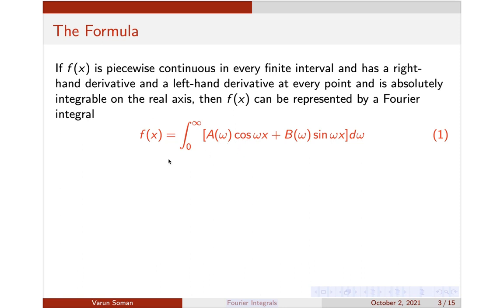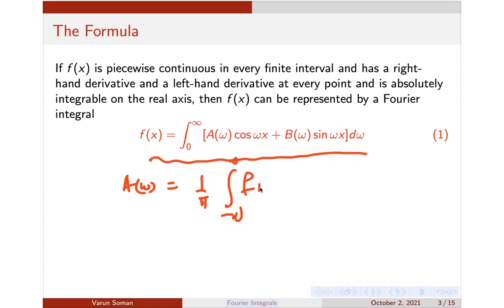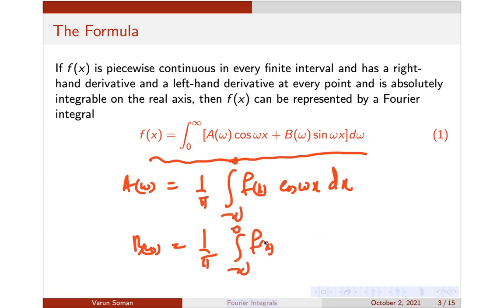So your f of x can be written as the integral of a(omega) cos omega x plus b(omega) sin omega x d omega, where a(omega) is 1 by pi integral from minus infinity to infinity of f of x cos omega x dx, and also b(omega) is equal to 1 by pi integral from minus infinity to infinity of f of x sin omega x dx.